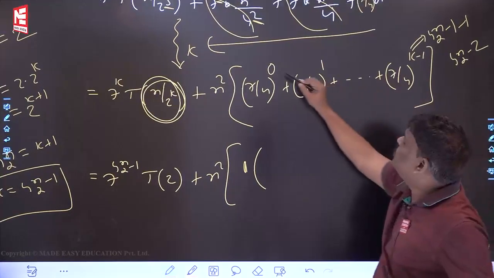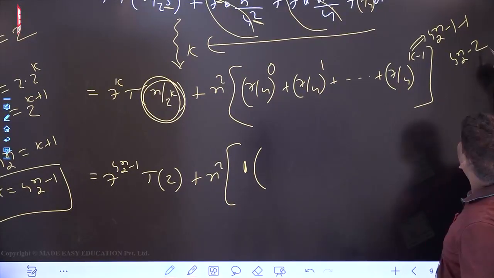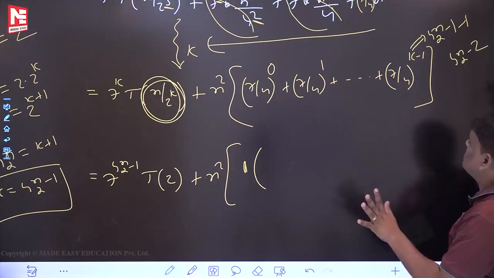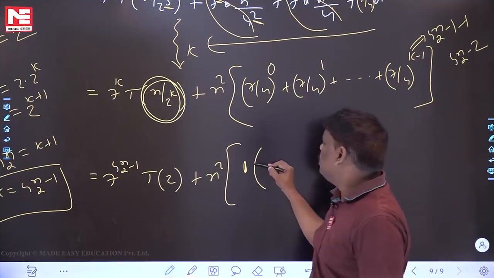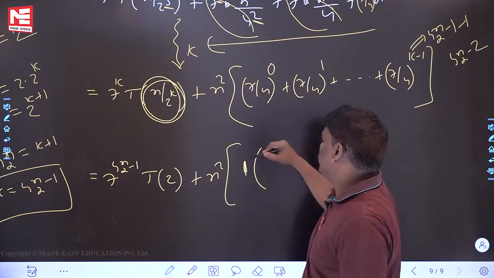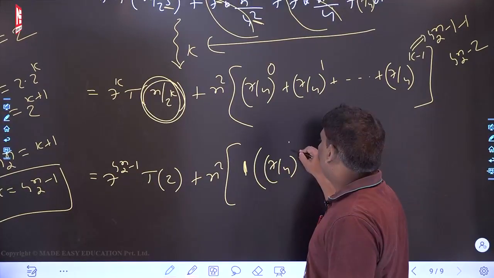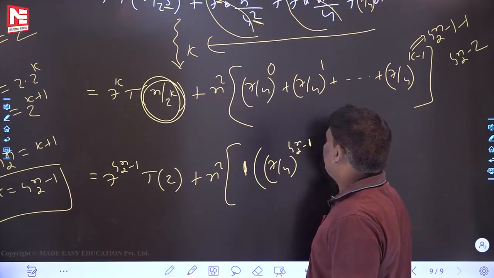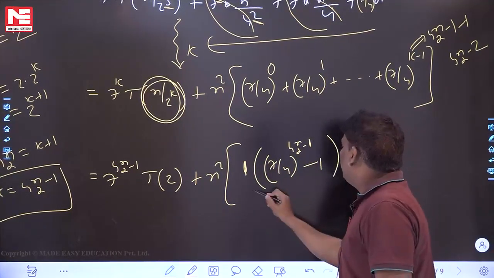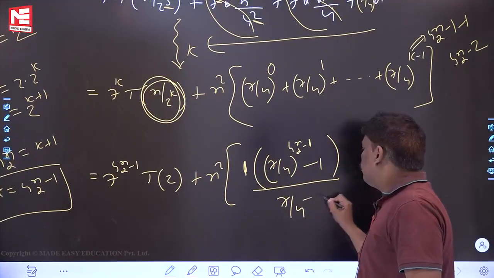Can you help me now? 0 to log n base 2 minus 2 terms. What is the meaning? Log n minus 1 terms. Right? What is the formula? A into, whole power 0 means 1. Next one, R power. What is the R? 7 by 4, whole power. How many terms? Log n base 2 minus 1, minus 1 by R minus 1. What is the answer? 7 by 4 minus 1.